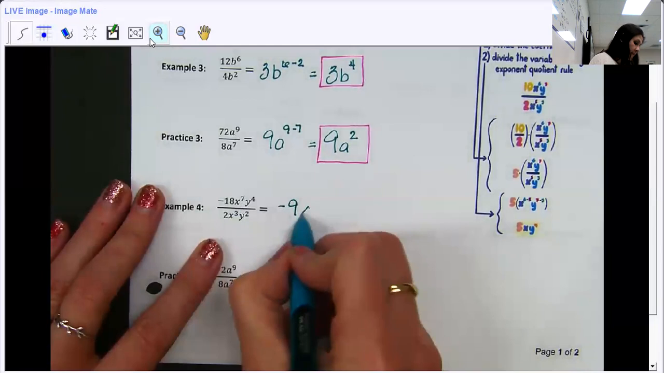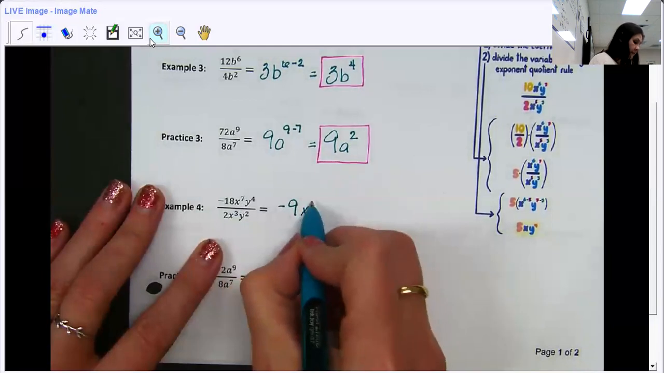X to the power of 7 is going to be divided by x to the power of 3 by subtracting those exponents. And y to the power of 4 is going to be divided by y to the power of 2 by subtracting their exponents.